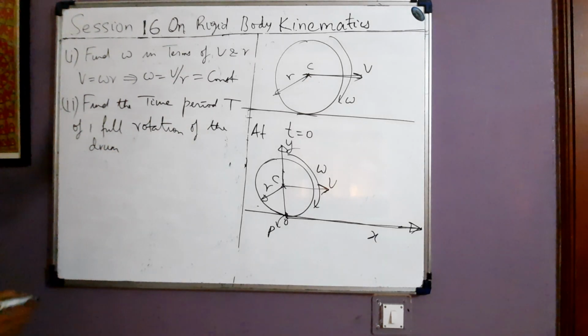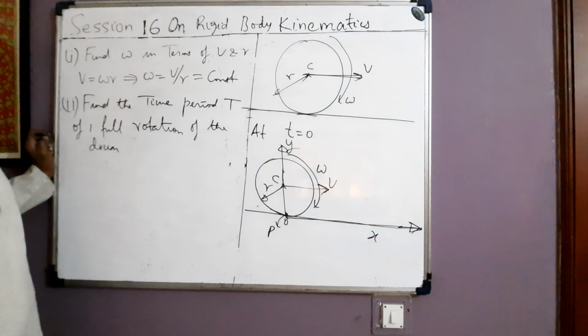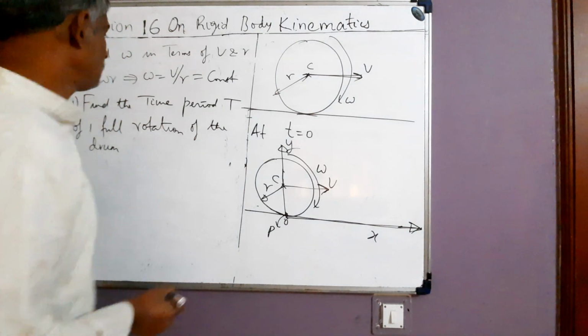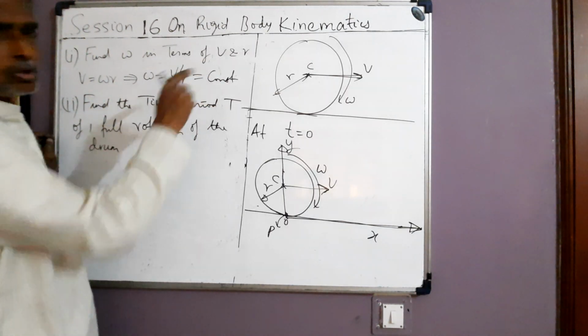Find the time period capital T of one full rotation of the drum. Now how to find T? That is the question. Now omega is the angle turned through in 1 second. In T seconds, omega is constant.